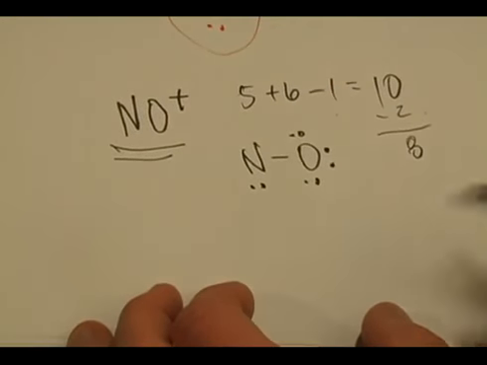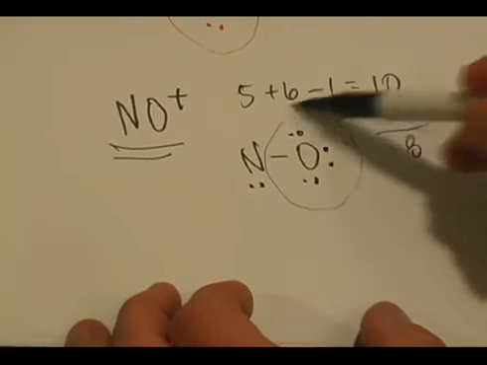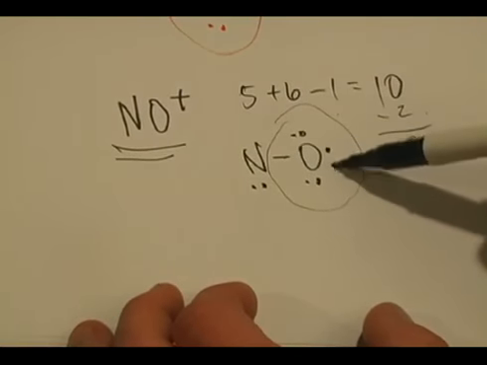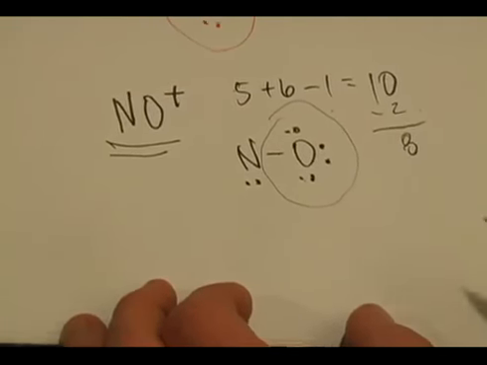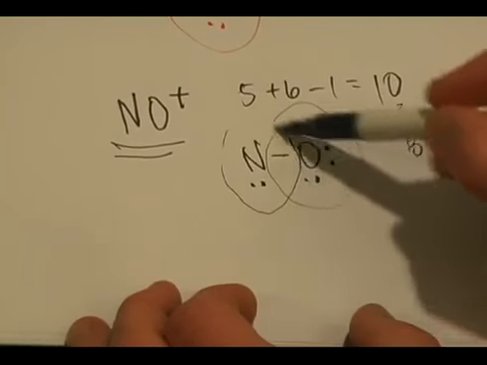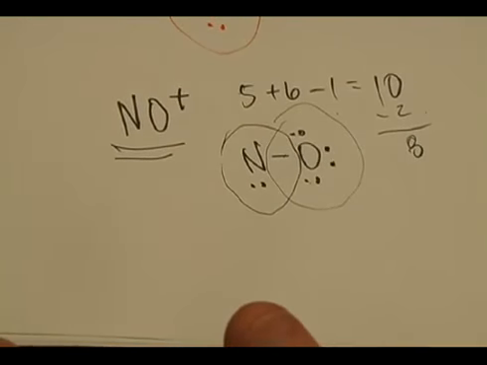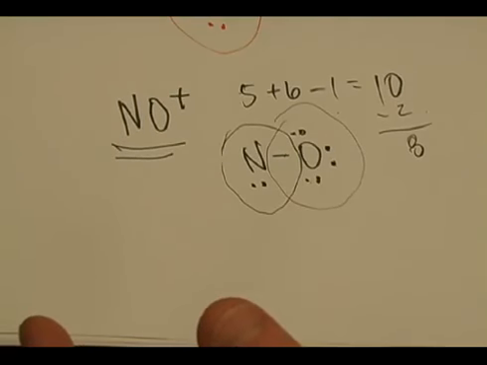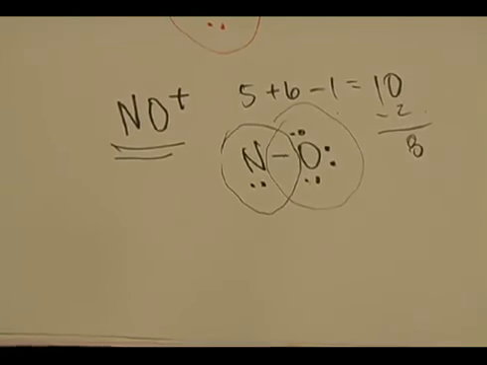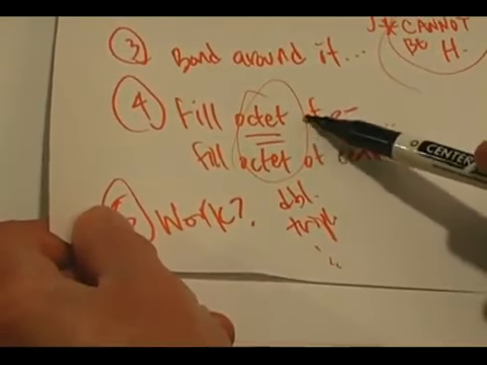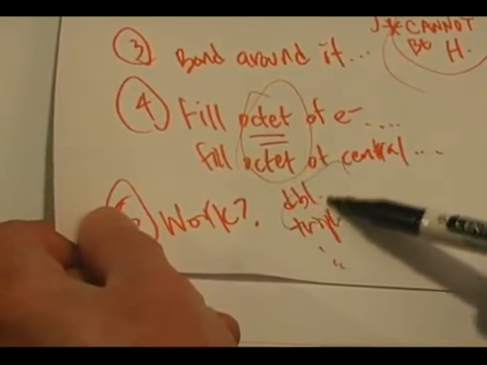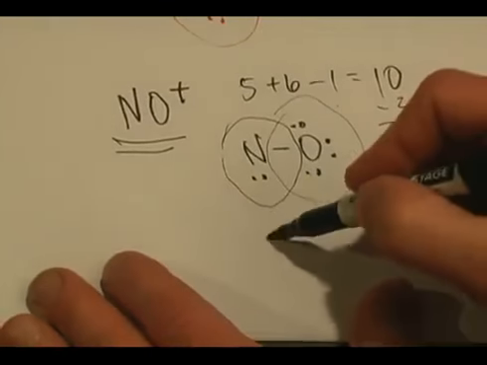And I pause because now I look and I see that I've obtained an octet, 2, 4, 6, 8 electrons around oxygen, but I have not obtained an octet around nitrogen, and so I'm not fulfilling the goal of obtaining 8 electrons around everything. So general rule of thumb, if it's not working and I'm not filling an octet, I've got to go to either a double bond or a triple bond. Well, let's try that. Let's start over again.